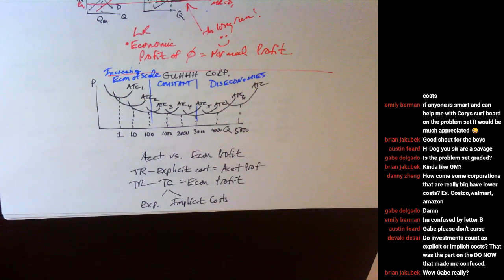Okay. Let's see. Gabe said damn. And Emily wants to know about letter B. Oh, okay. Yeah, we did this. So let's think about this. If variable costs go up, do total costs go up? The answer would be yes. If variable costs go up, does average fixed cost go up? No. If variable cost goes up, does average variable cost go up? Yes. And then average total cost would go up. And always, if variable costs go up because they change, marginal cost is affected as well.